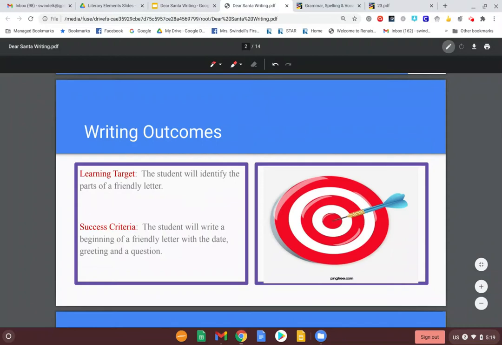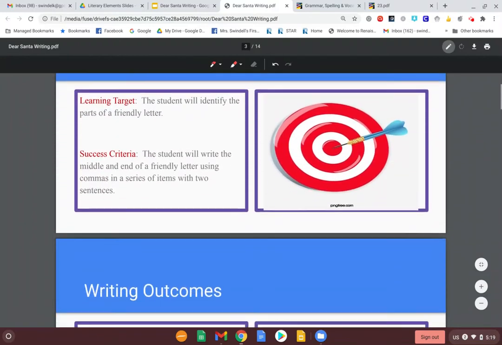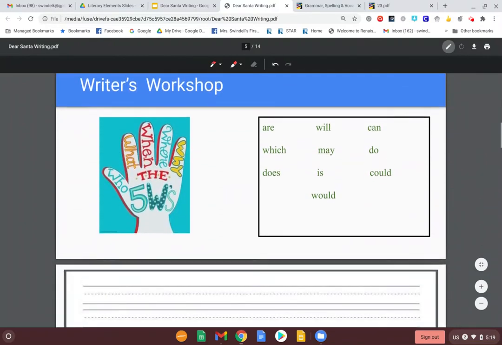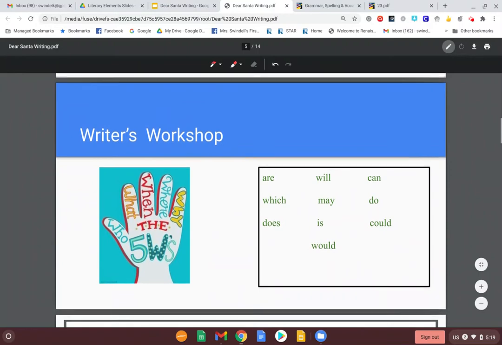In your success criteria, today you will write a beginning of a friendly letter, complete with a date, a greeting, and a question. And tomorrow we will finish up our friendly letter and try to put the middle and the ending on it.